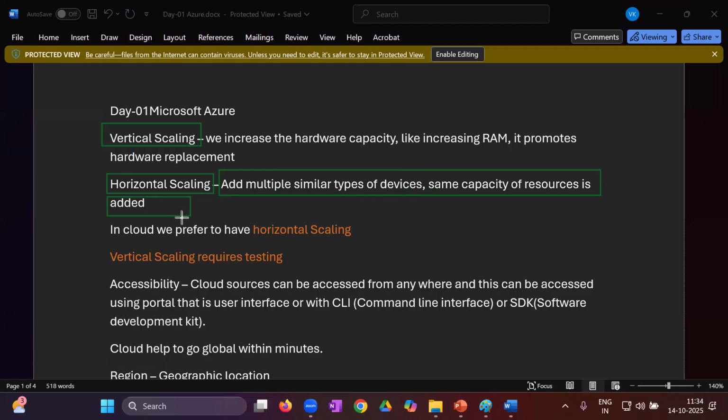And in cloud, what do we prefer? Horizontal scaling. We don't prefer vertical scaling. These are very important terms, very basics. So in cloud, what do we prefer? Always horizontal scaling. Because we want to have multiple different servers, multiple different devices that have to be accessed by multiple users. That's why.